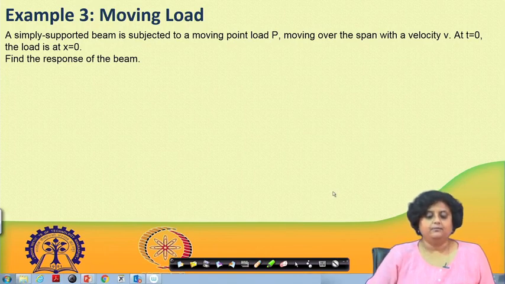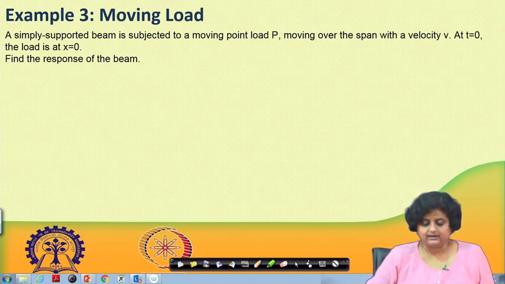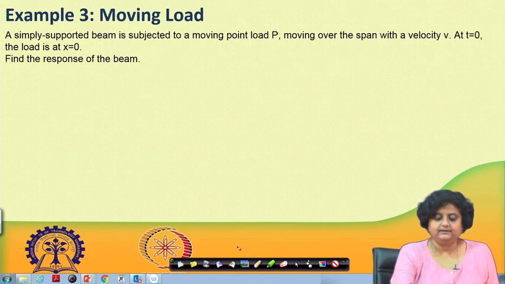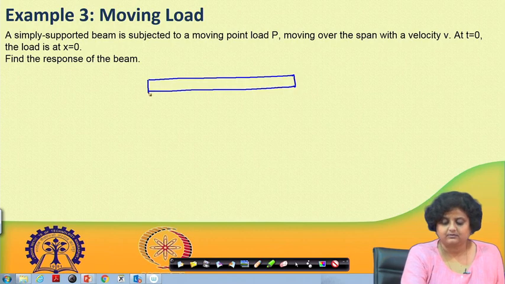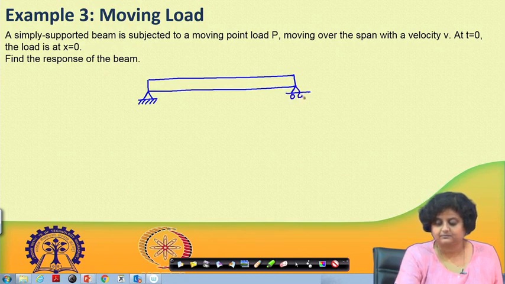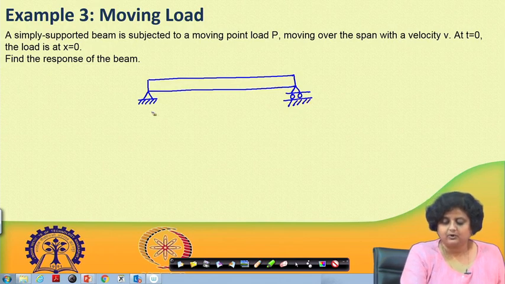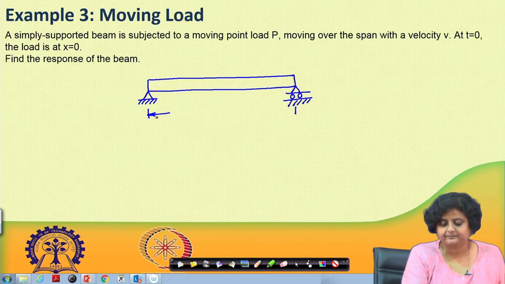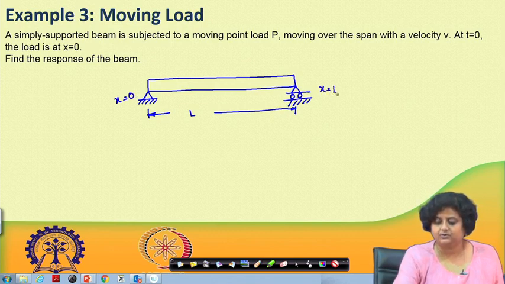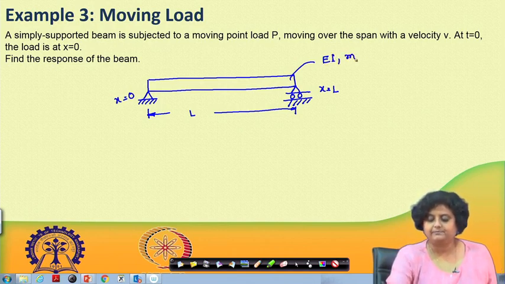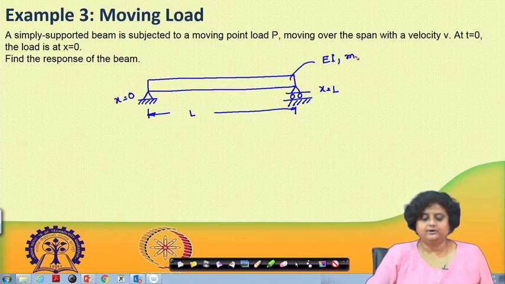which is the problem of a moving load. This problem is simply an extension of the previous problem that we did, where we had this simply supported beam with uniform cross section, of length L. Let this be x equal to 0, let this be x equal to L. It has a uniform cross section, EI is the flexural rigidity and M is the uniformly distributed mass.